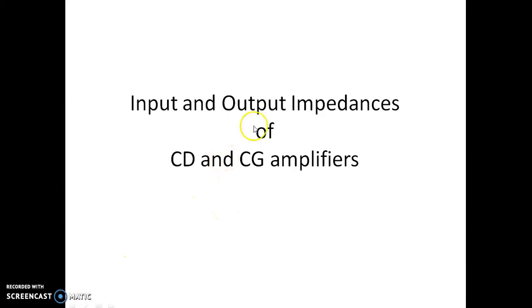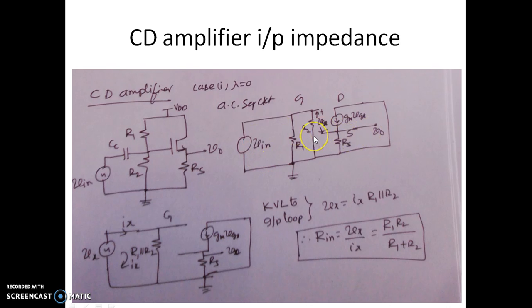In this video, we shall see the input and output impedances of common drain and common gate amplifiers. So this is the common drain amplifier. The input is applied to the gate.